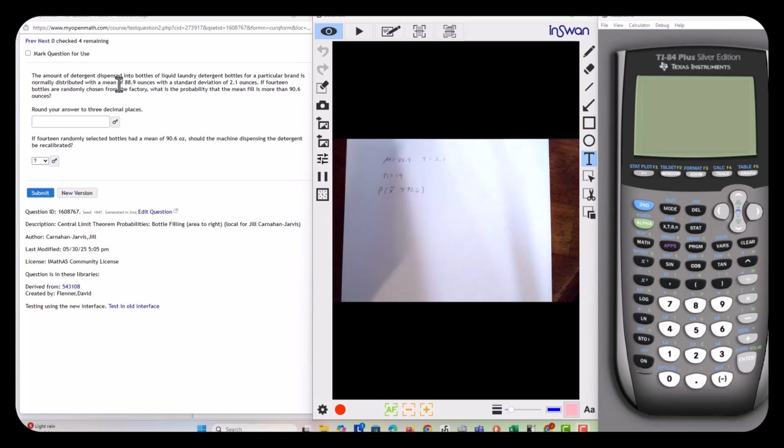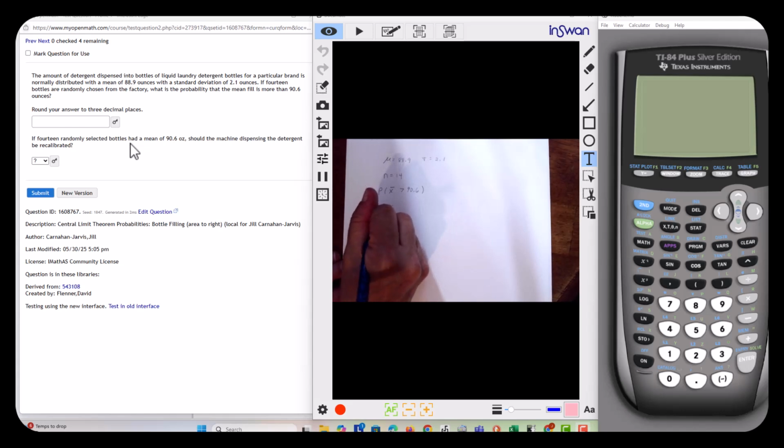Well, the first thing I want to point out is that it tells us it is normally distributed. So I don't have to worry about the central limit theorem kicking in, because I'm given that this is a normal distribution. My sample size does not meet the requirements of the central limit theorem because it's not greater than 30, but it doesn't have to, because I'm told it's normal. So let's go ahead and find the z-score for this.